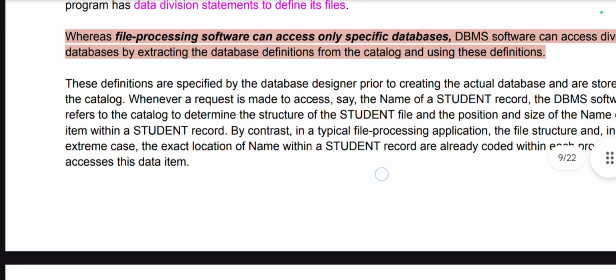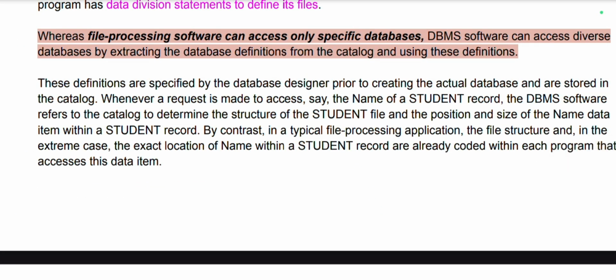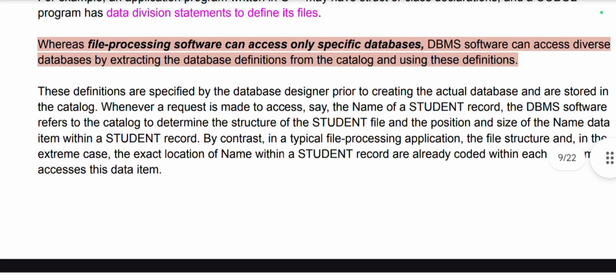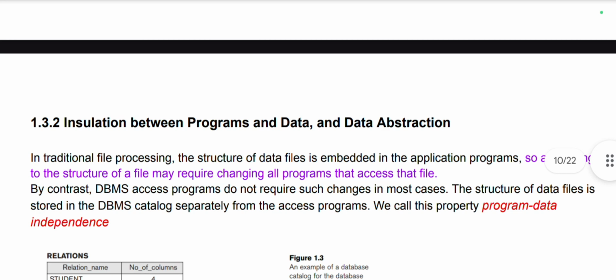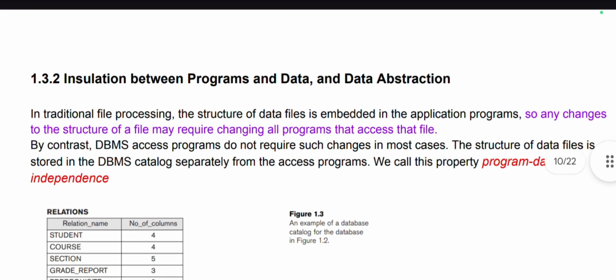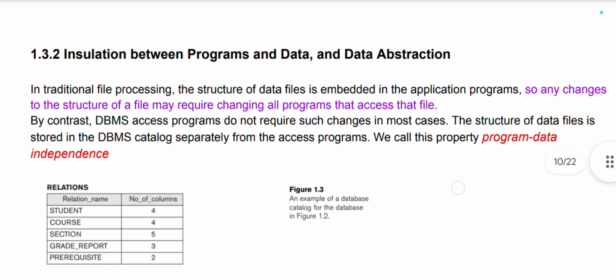You can read this line and you will understand. The second characteristic is insulation between program and data, and abstraction. In traditional file processing, the structure of data files is embedded in the application program. So any change to the structure of a file may require changing all programs that access that file.